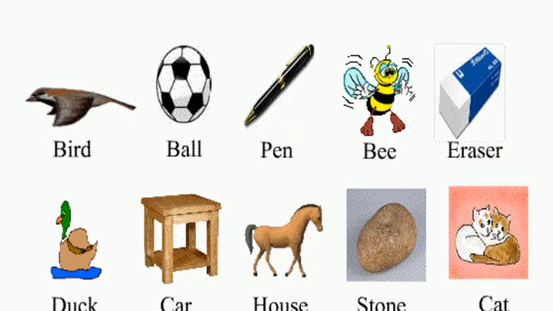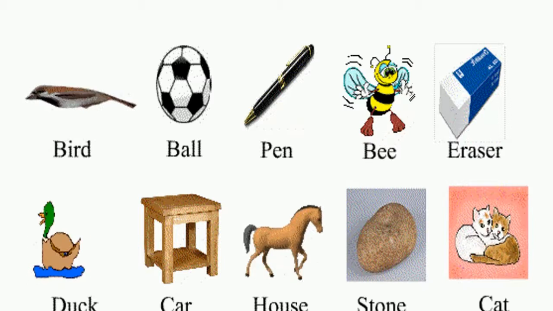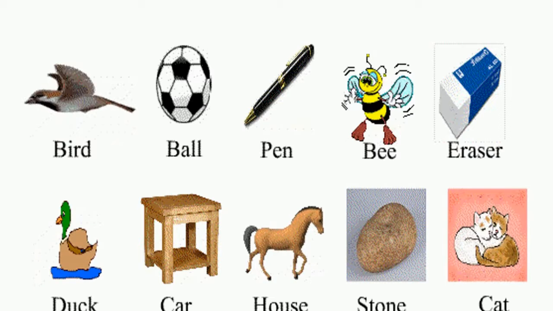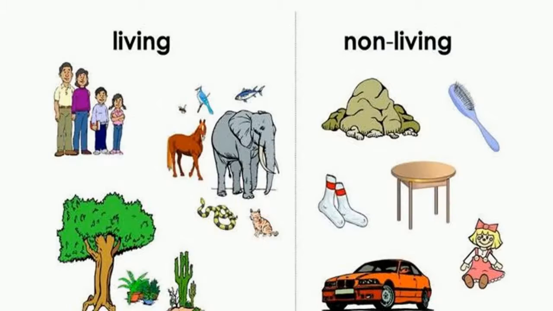Eraser is a non-living thing. Duck is a living thing. Stool is a non-living thing. Horse is a living thing. Stone is not a living thing. Cat is a living thing. Living things eat, breathe, grow, and reproduce. Non-living things do not eat, breathe, grow, and reproduce. Examples of living things and examples of non-living things are given.